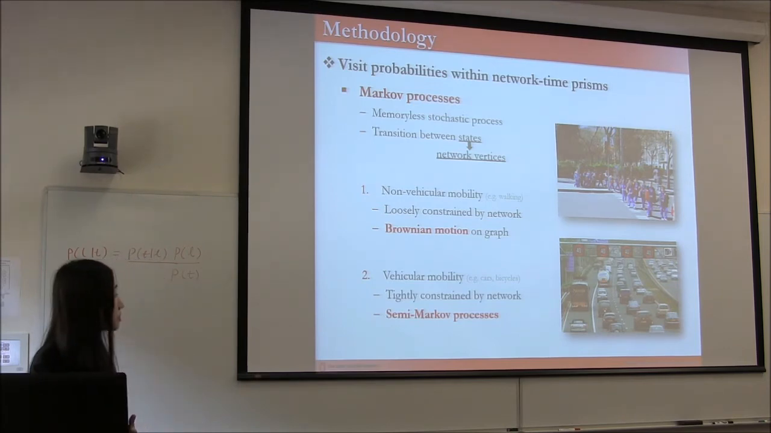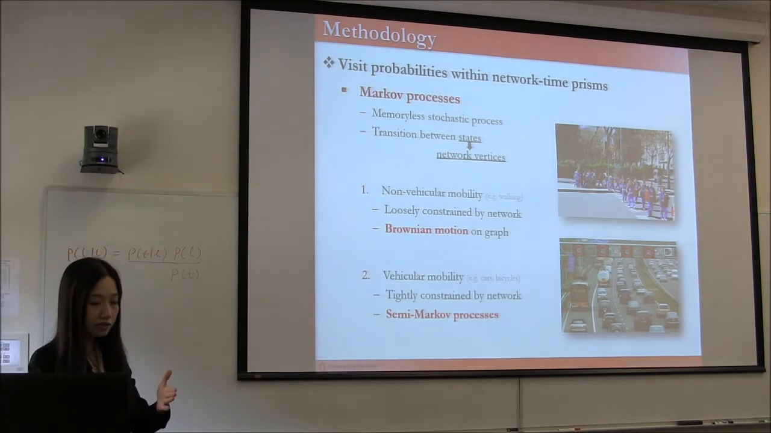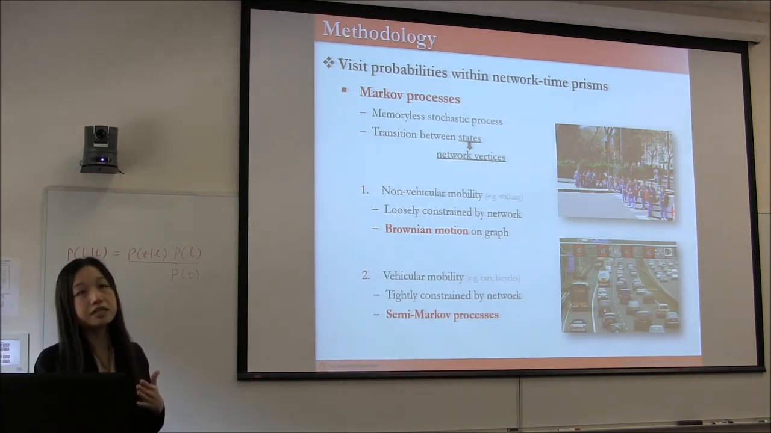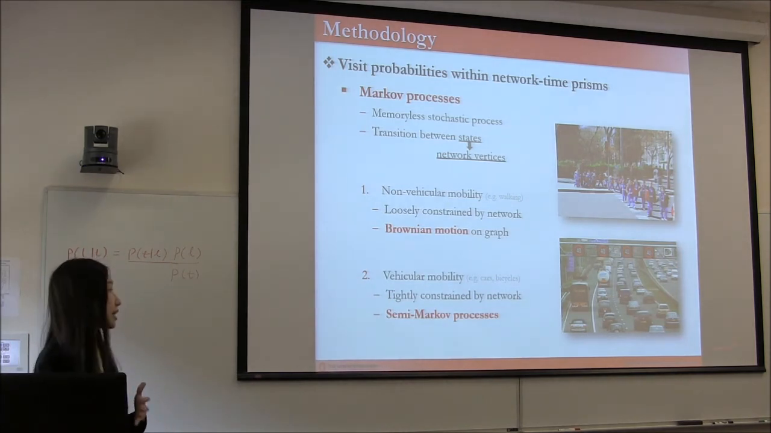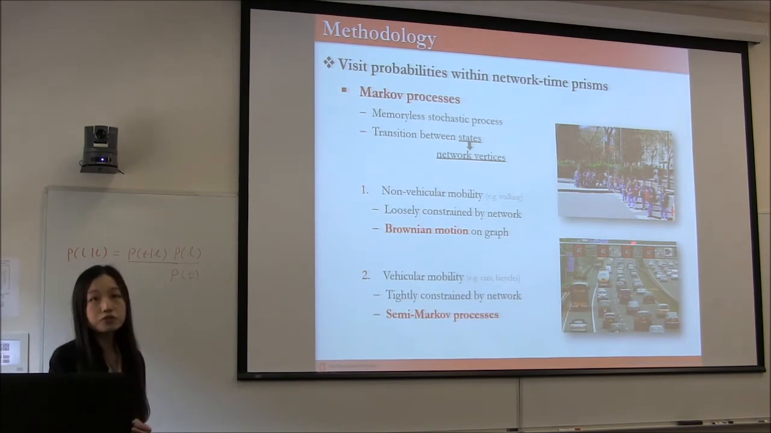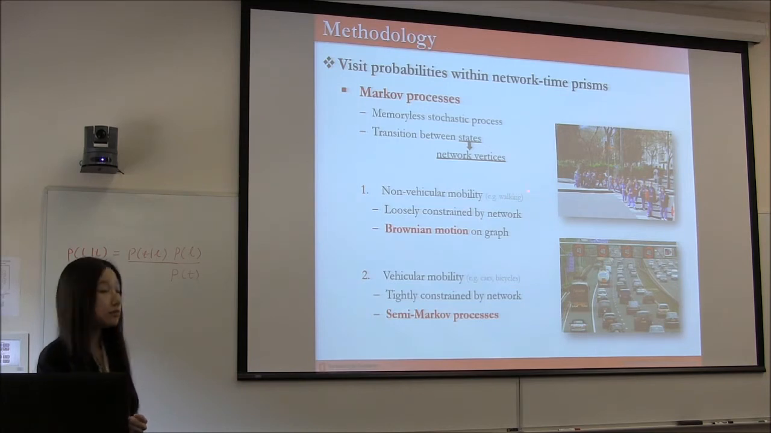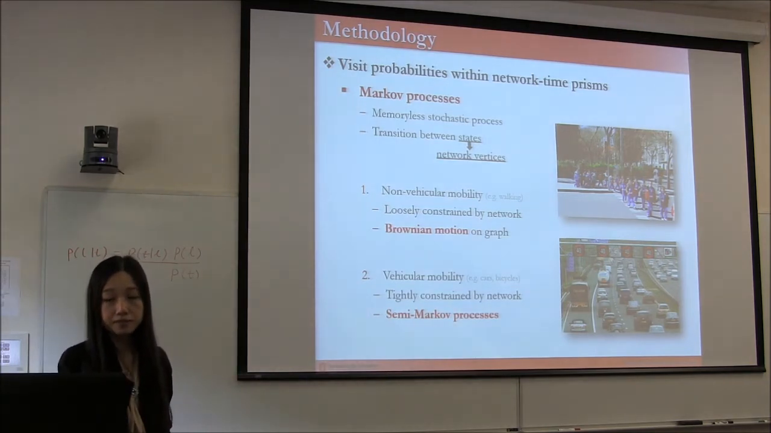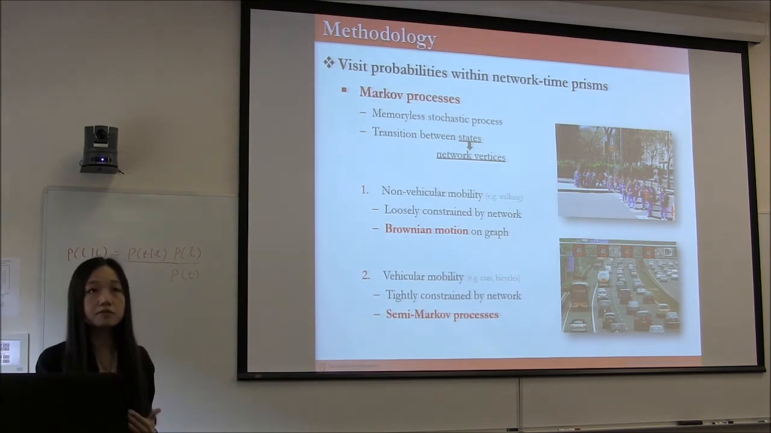A car cannot just go backwards along the road when it is driving along that road sector. The two methods we use are Brownian motion on graph for the non-vehicular mobility and the semi-Markov process for the vehicle mobility. We choose those methods according to the movement characteristics.